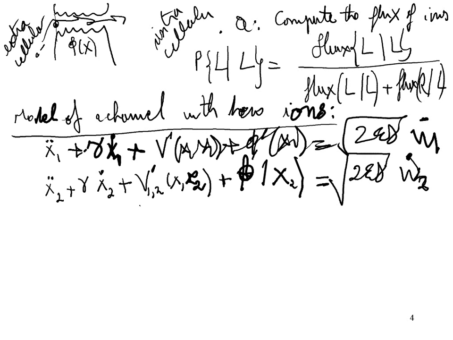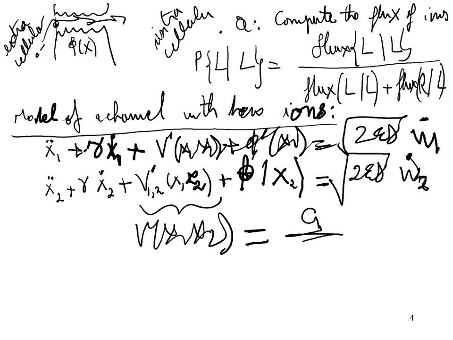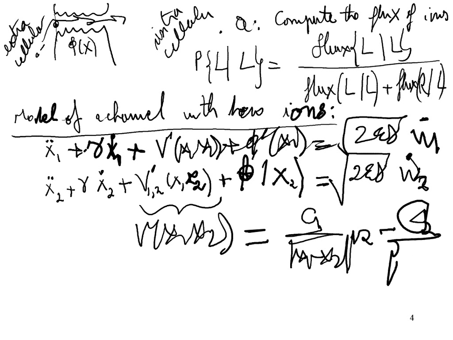And this energy of interaction can be a Lennard-Jones term, which is simply given by V of x1, x2 equals, this is the Lennard-Jones term, C1 divided by x1 minus x2 to the power 12, minus a constant C2 divided by x1 minus x2 to the power 6.